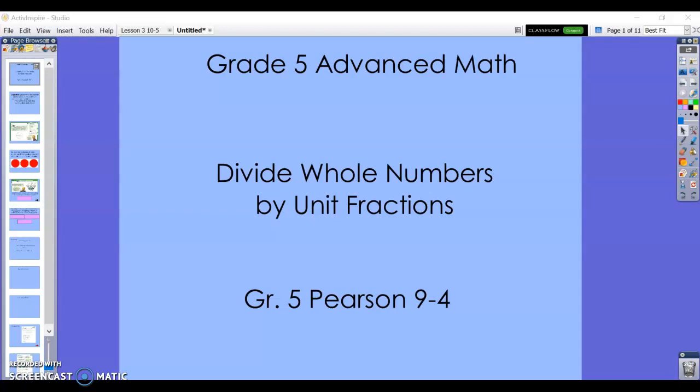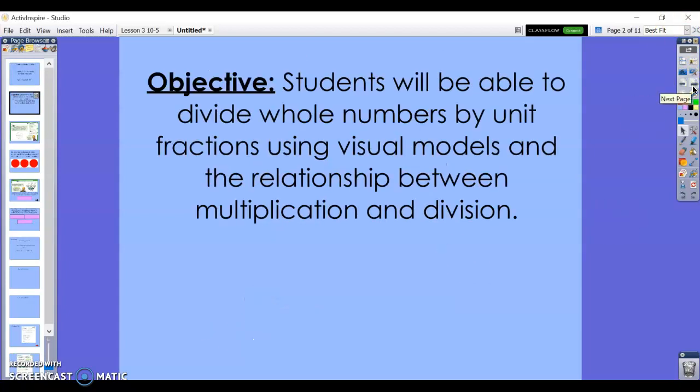Hello, boys and girls. This is Divide Whole Numbers by Unit Fractions for Grade 5 Advanced Math. This is in the Grade 5 Pearson book as Lesson 9-4. Your objective today is students will be able to divide whole numbers by unit fractions using visual models and the relationship between multiplication and division.